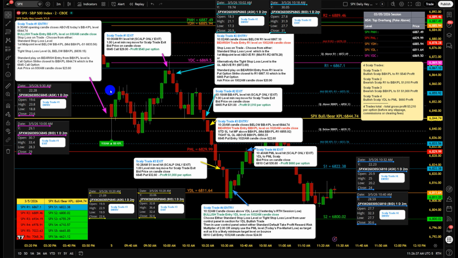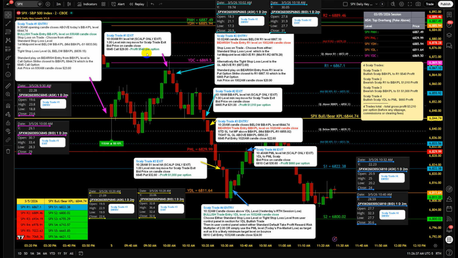Okay, so let's just roll through the rest of these now. At the entry here, now we have the exit here at the R1 level. So I was talking about earlier, you're looking for a one level move in your favor. We're looking at the level we're trading from. The direction is up since it's a bullish trade. The R1 level is your scalp only exit. It hits it here at 10 a.m. One level move in your favor for a scalp trade exit. Bid price on the candle close is 29. That's a profit of $540 per option.